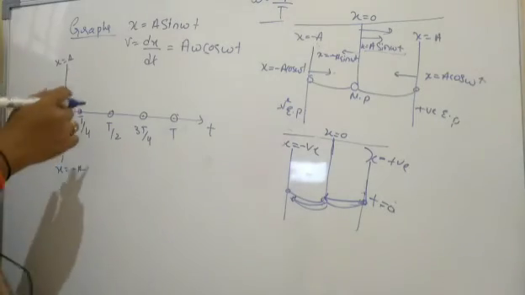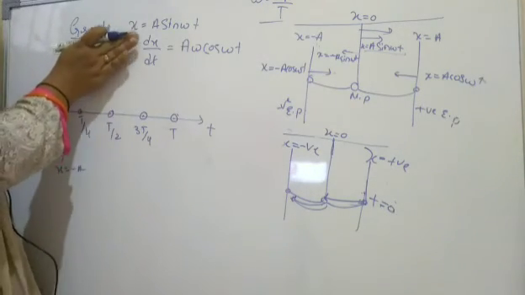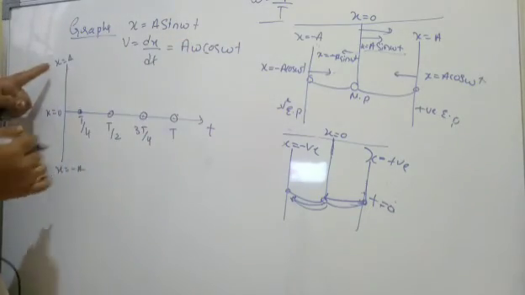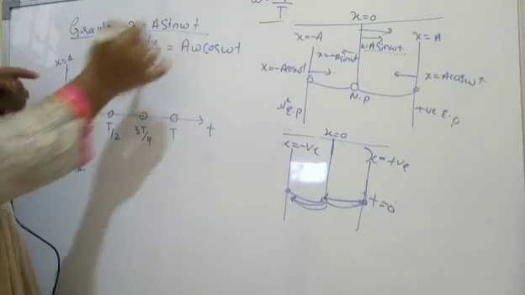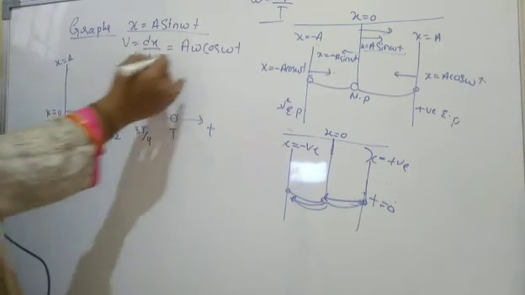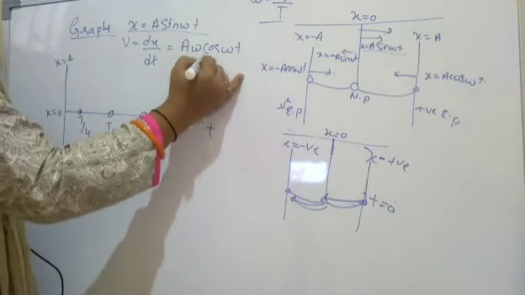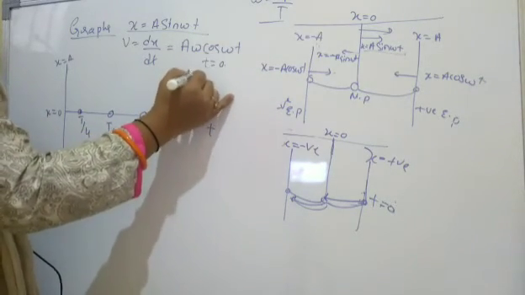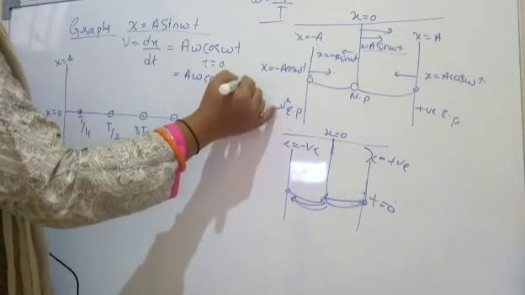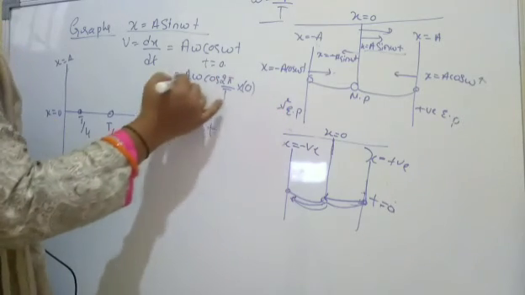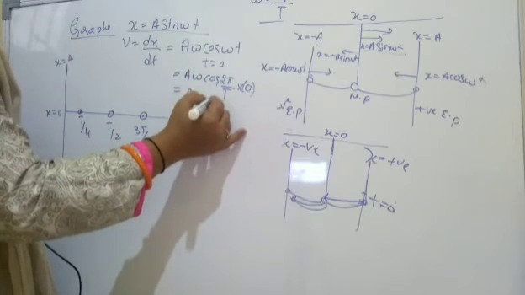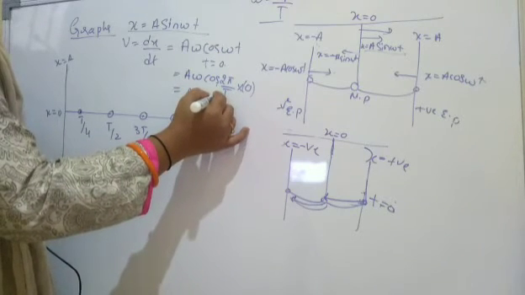Yes, the velocity graph for the particle executing simple harmonic motion. We'll go ahead with the derivation of v, where x is the general equation for a particle executing simple harmonic motion. Now put t equal to 0, the first condition. So what are we getting? A omega cos of (2 pi by T) into 0. So we get A omega cos 0, and cos 0 is 1.